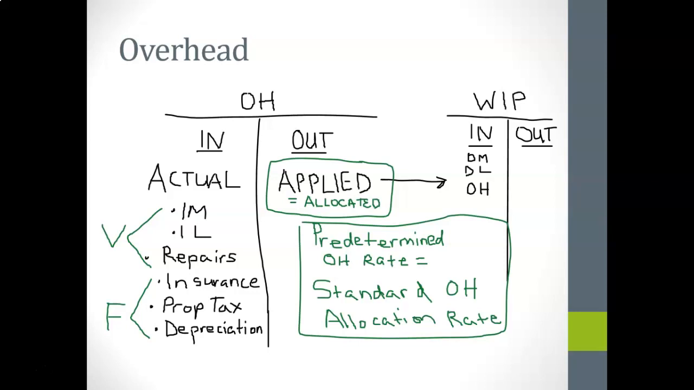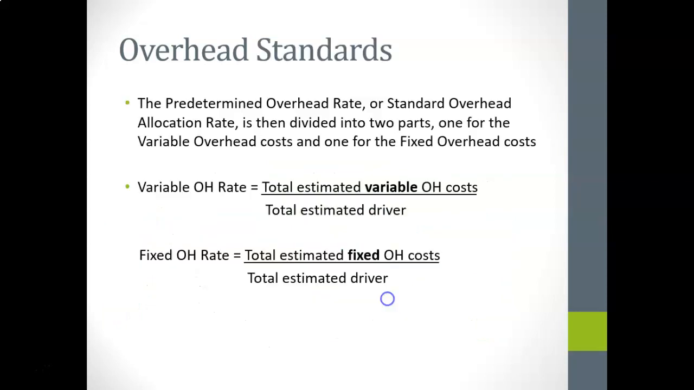Of course, we also looked in the past in Chapter 4 at mixed costs, which may include items of variable and fixed, and we would have to divide those mixed costs into their variable and fixed components. Then what we're going to do is calculate a separate predetermined rate for variable overhead and a separate one for fixed overhead.